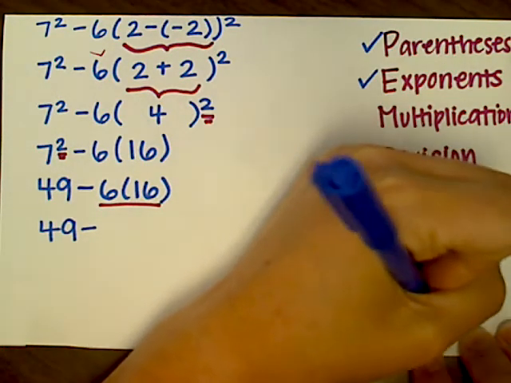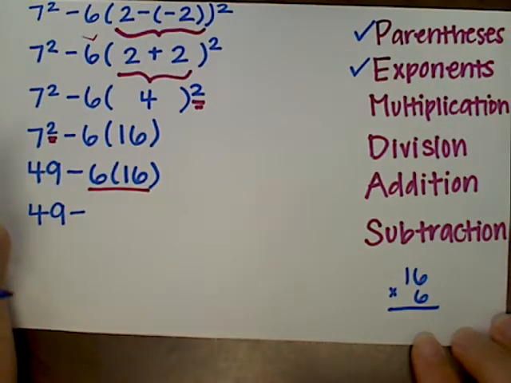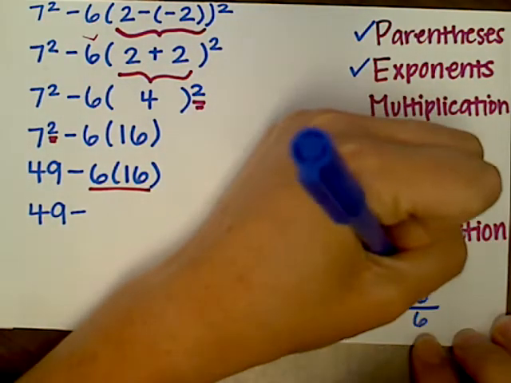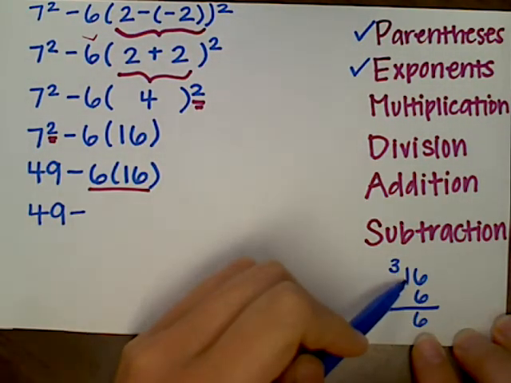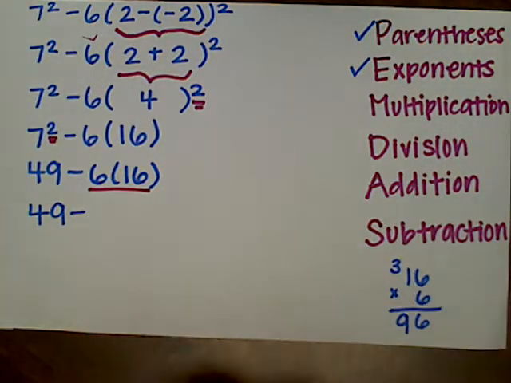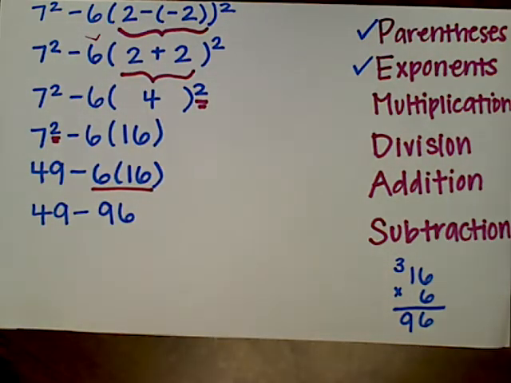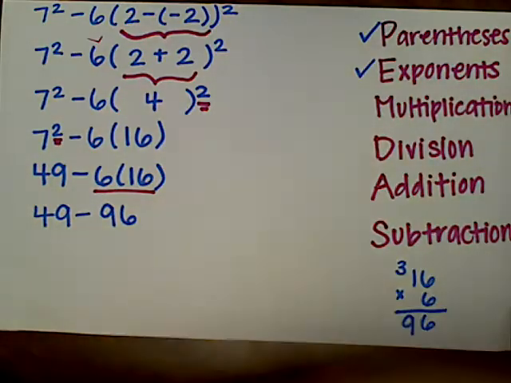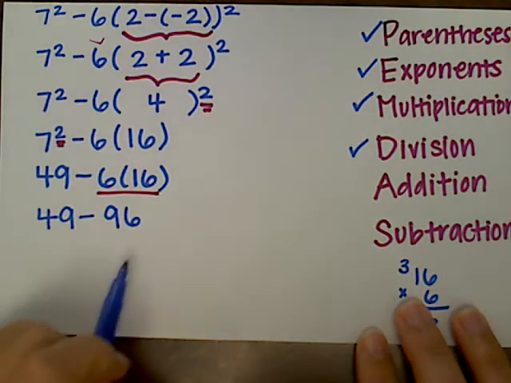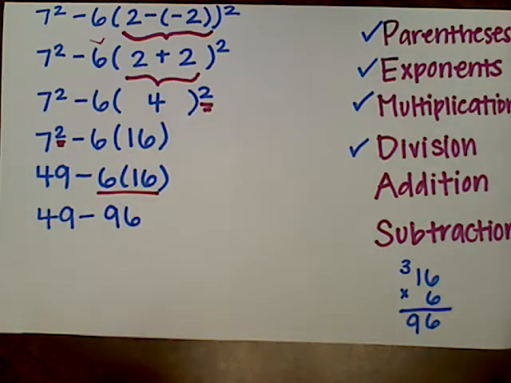16 times 6. Let's do a little recap about doing multiplication by hand. First we do 6 times 6, that's 36. 6 times 1 is 6, plus 3, we get 96. So now we've got 49 minus 96, and we can check off multiplication and we can check off division because there was no division.